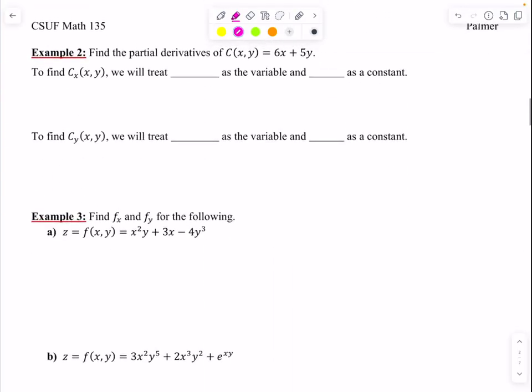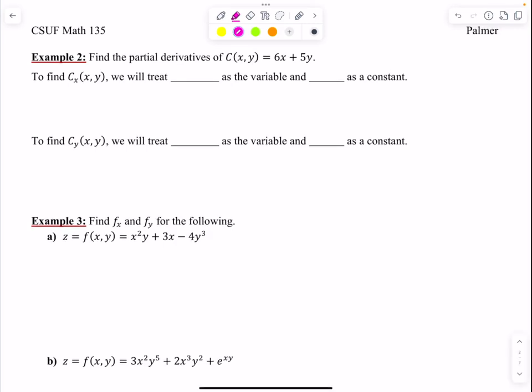Let's move on to example 2. Find the partial derivatives of f of x, y, and that function is 6x plus 5y. So if we want to find the partial derivative with respect to x, then we treat x as the variable and y as a constant.